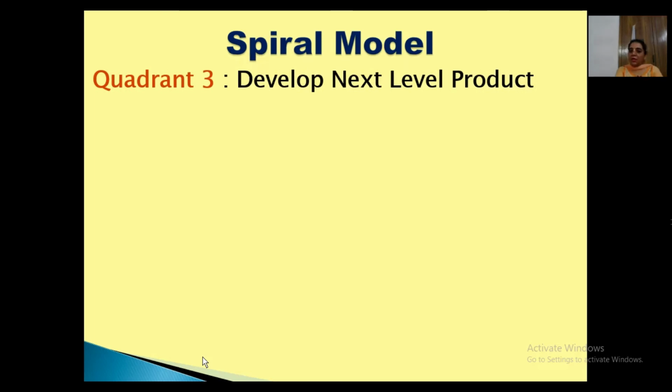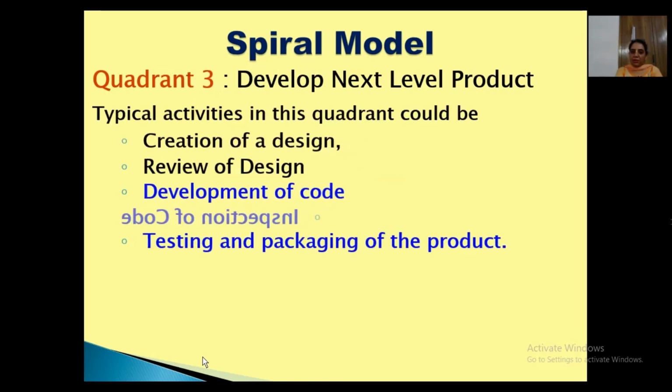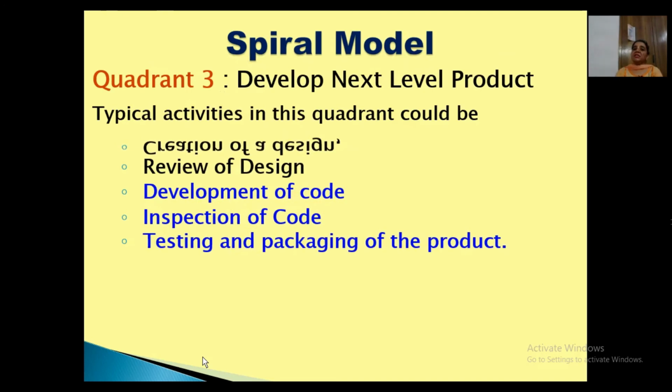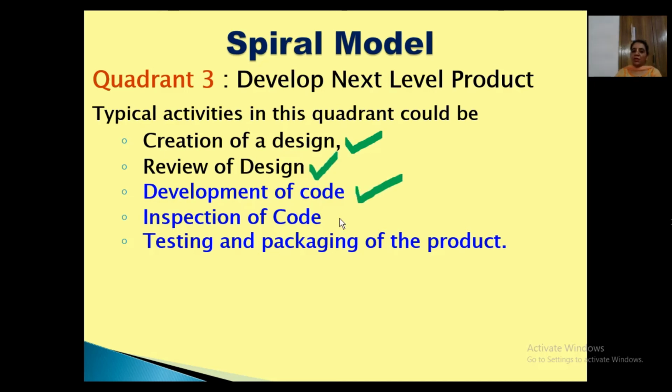Quadrant 3, develop next level product. Typical activities in this quadrant could be creation of a design, the first activity, because now you have resolved all the risks, you are clear with the objectives, and review of the design, development of the code, inspection of the code, testing and packaging of the product. These are the activities of this particular quadrant 3 which are very important.